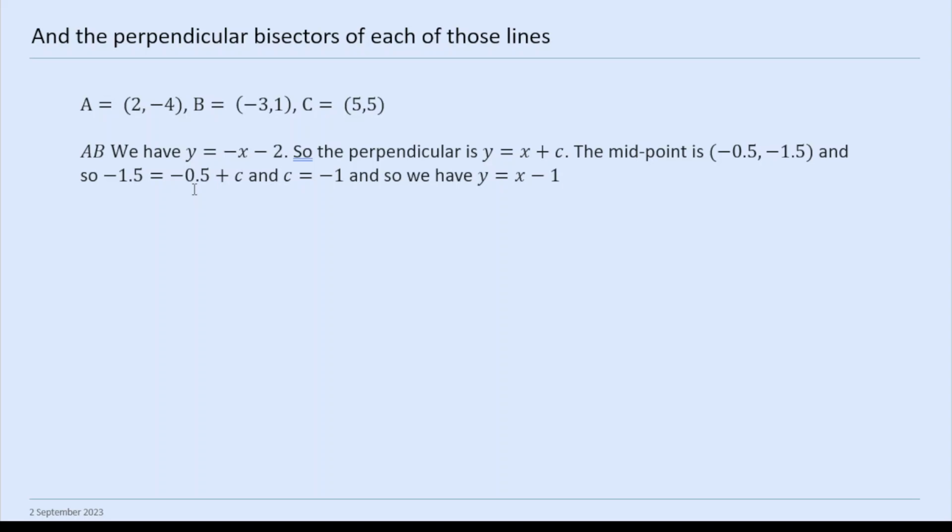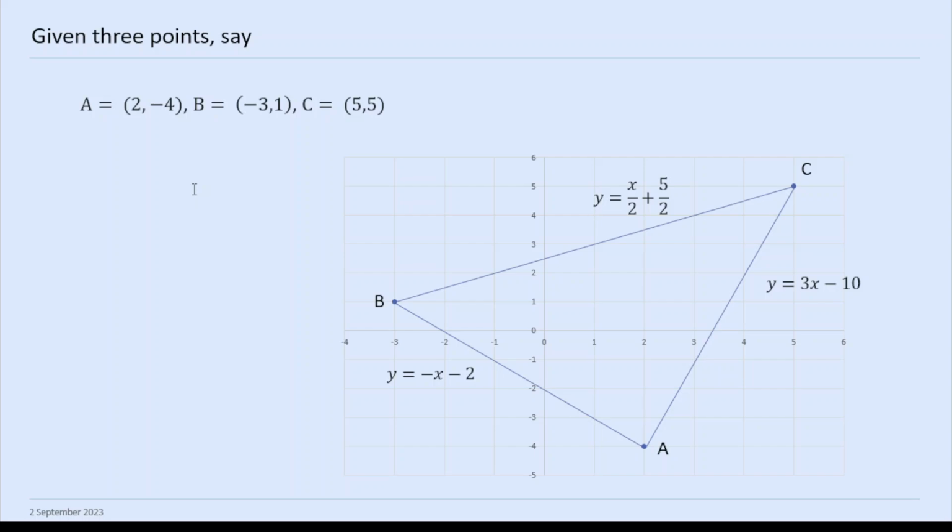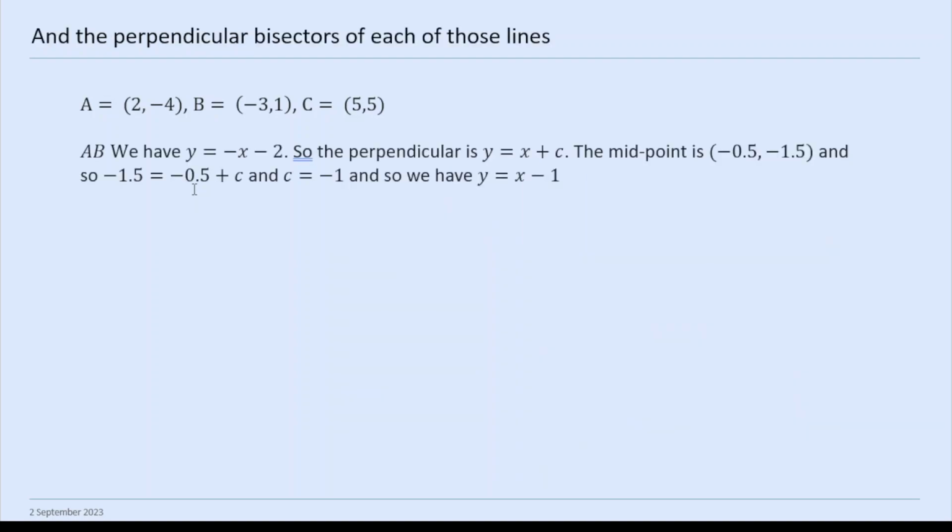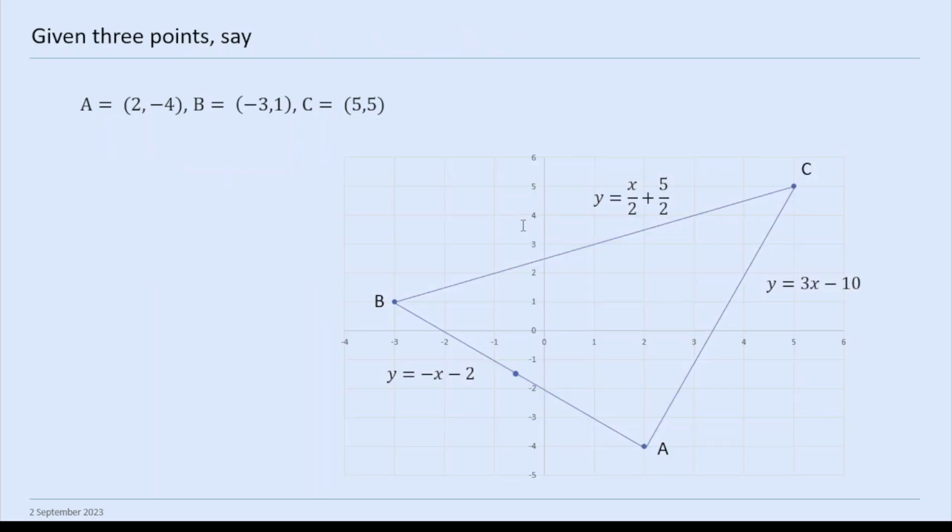And also, to get the perpendicular, we need the line that is perpendicular to y equals minus x minus 2. So what we do is we take the reciprocal of the gradient, and then we take the negative of that. So it's the negative reciprocal of the gradient. So the perpendicular is y equals x plus c, because the reciprocal of 1 is 1 and the negative of minus 1 is 1. Then we're going to substitute in (-1/2, -1.5), and we get c equals minus 1. So the line is y equals x minus 1.